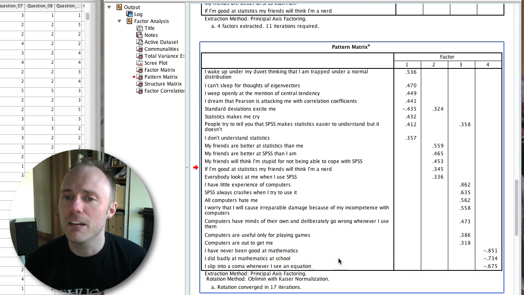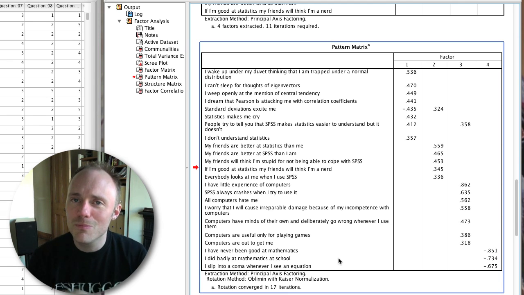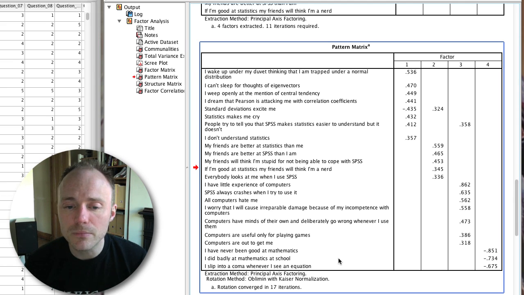So factor 1 looks like it's a fear of statistics that those questions represent. Factor 2 is around social pressure to do things statistically. Factor 3 seems to be about computers hating you. And factor 4 seems to be around fear of mathematics. So our statistics anxiety questionnaire seems to break down into four components of statistics anxiety: one is fear of stats, one is fear of social pressure around stats, one is fear of computers, and one is fear of mathematics.